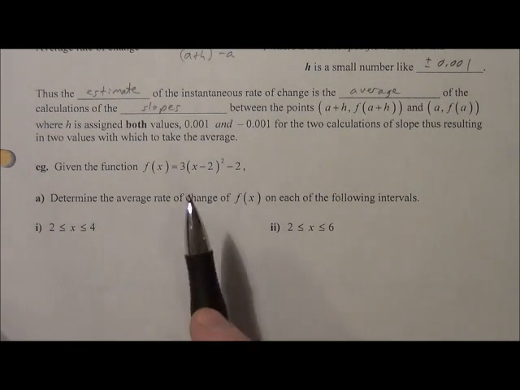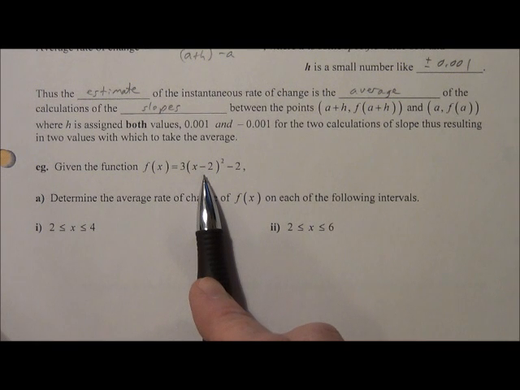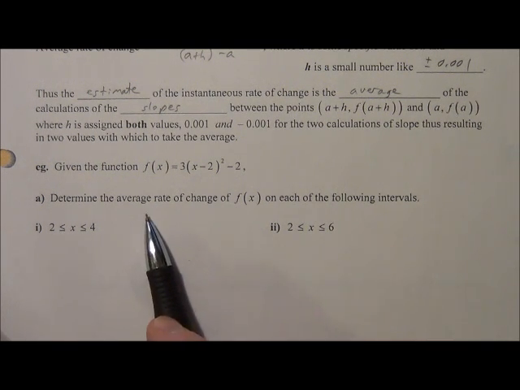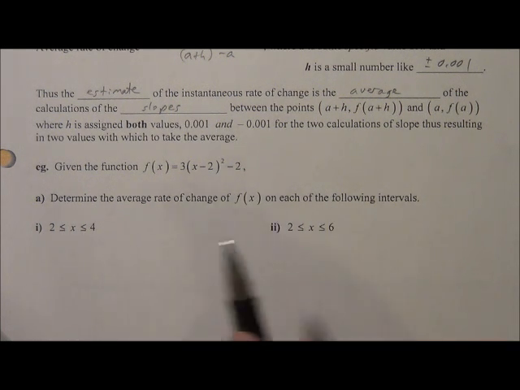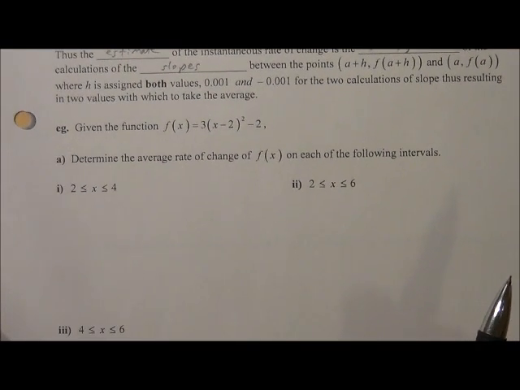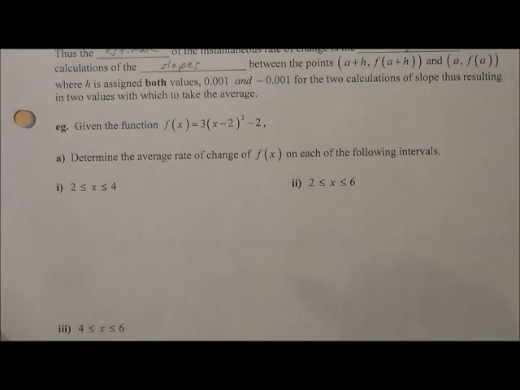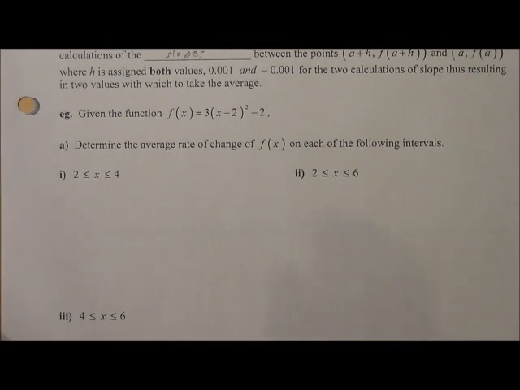So now what we want to do is look at this polynomial function, f of x equals 3 quantity x minus 2 squared minus 2. We want to determine the average rate of change of this function f of x on each of these following intervals. I'll do one with you right now, and then I'll ask you to do the other two, so pause the video to do those other two examples.